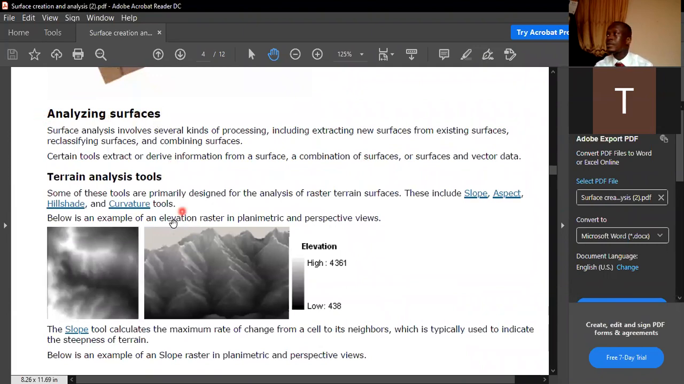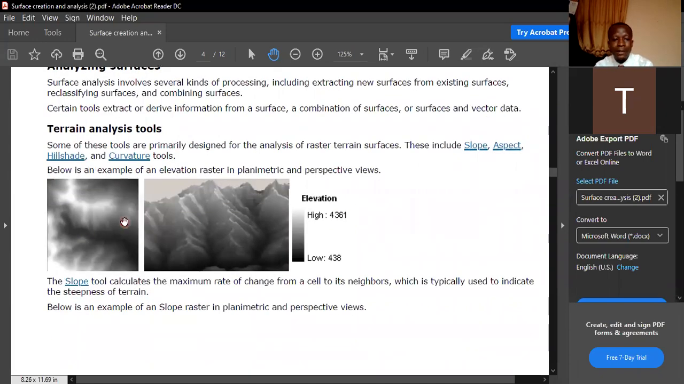In analyzing surfaces, we can make use of what we call terrain analysis. In terrain analysis, we can create a slope surface. So we are still talking about surfaces. The slope surface will tell you the rate of change of the values from cell to cell, how they are changing. Then you get a slope. An example is what we are looking at here. In this raster on the left hand side, and on the right hand side, we have visualized the surface. Higher values look like tops of mountains, lower values look like valleys. So the slope surface just does that.